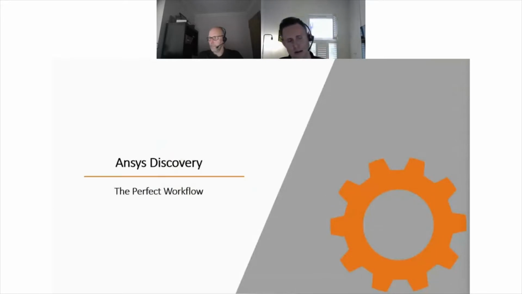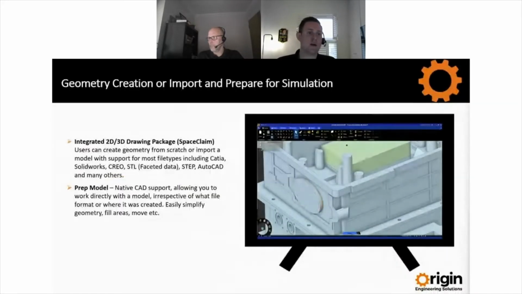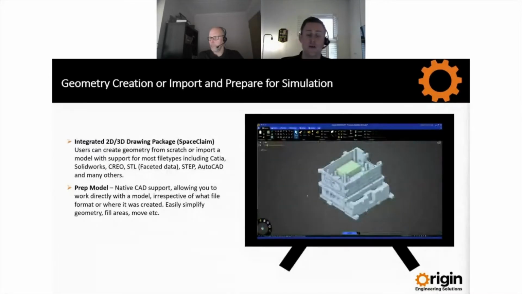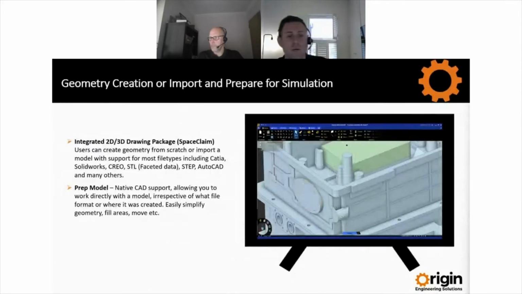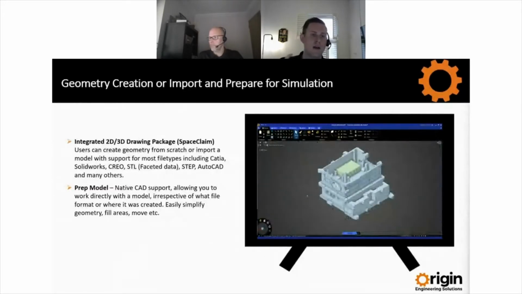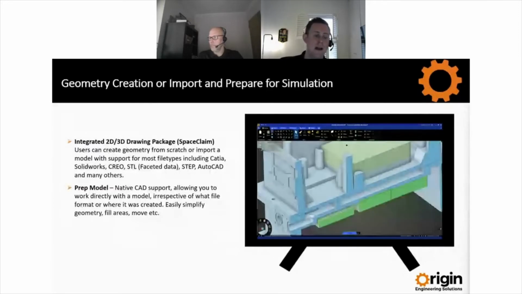So let's talk a little bit about the workflow in Discovery, and then we'll get into the demonstration. It always starts with the geometry side. Ansys Discovery does come with a full 2D, 3D drawing package, so you can create the geometry in here if you want, but we do know that lots of people may well have existing CAD tools. So we do make it possible to import pretty much any file type: CATIA, SolidWorks, Creo, AutoCAD, STEP, and even faceted data formats like STL.